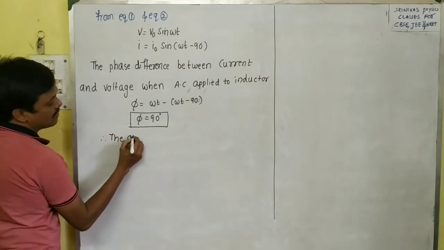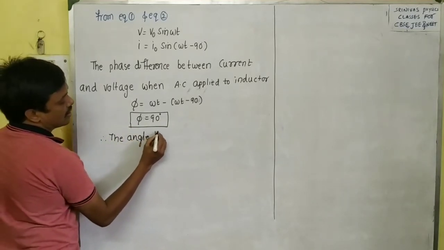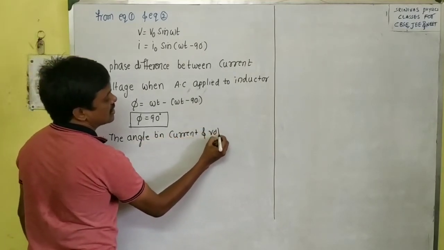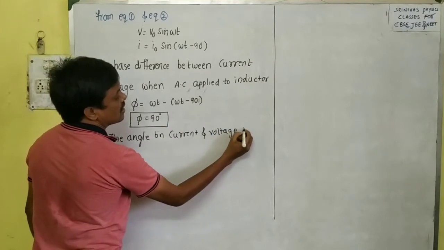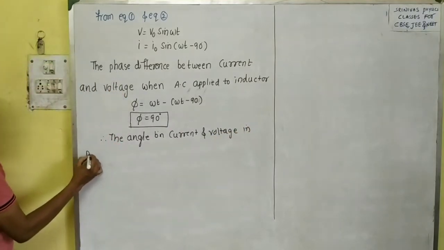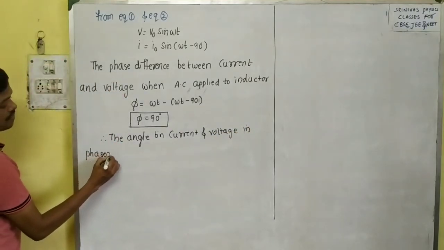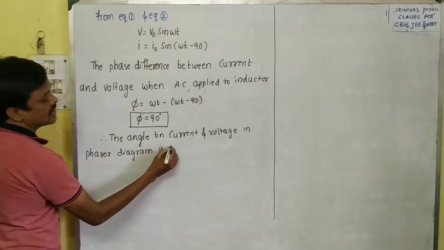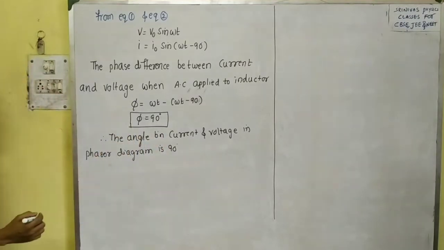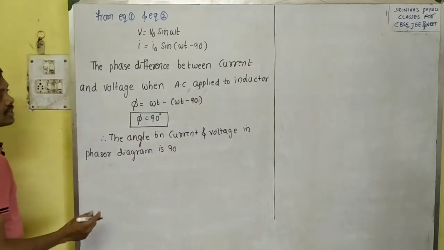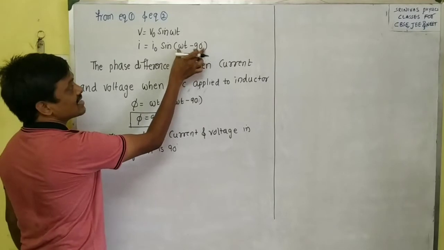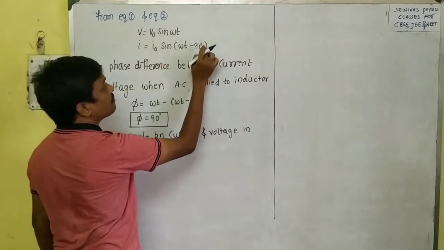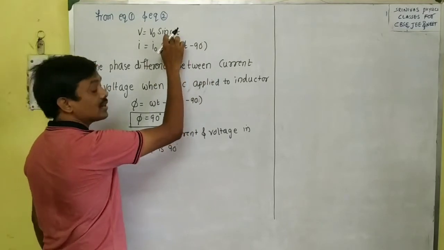The angle between current and voltage in the phasor diagram is 90 degrees. Okay, let us draw the phasor diagram. In this, the current angle is less and the voltage angle is more, because if you add 90 to the current angle, we get the voltage.